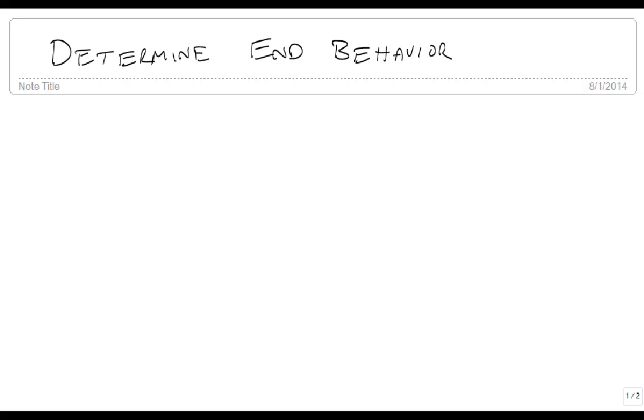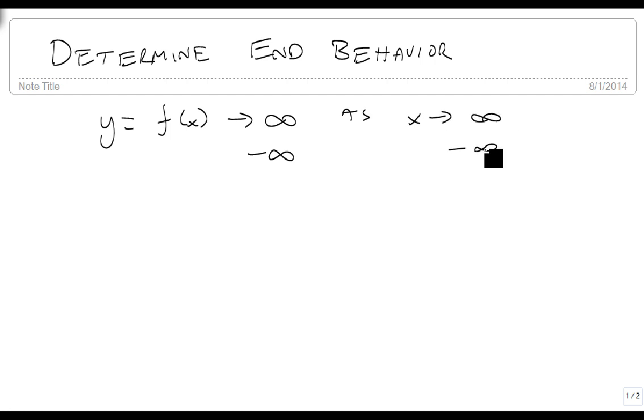We're going to talk about how y changes, y equals f of x, as x approaches infinity or negative infinity. The way this reads is that our y value, or our f of x value, approaches either positive infinity or negative infinity as x approaches infinity or negative infinity.